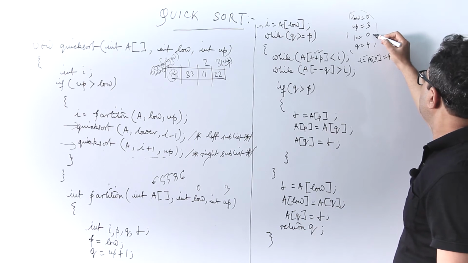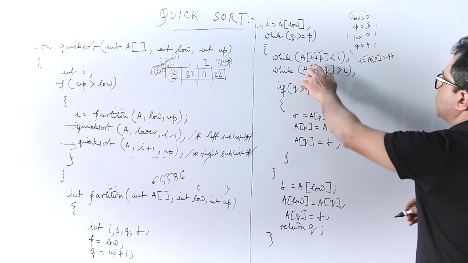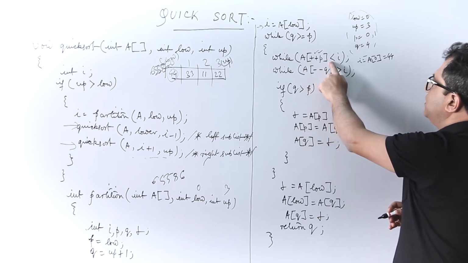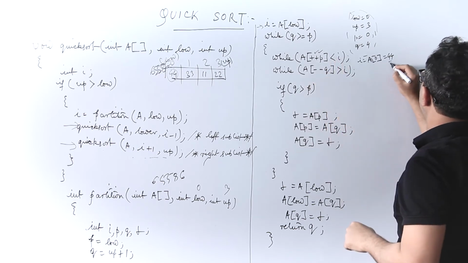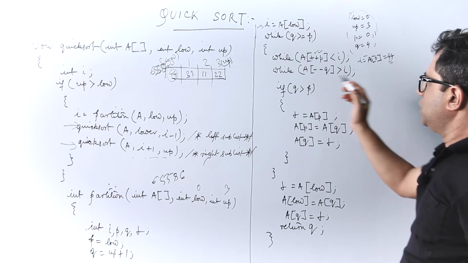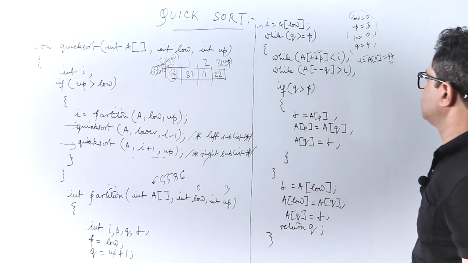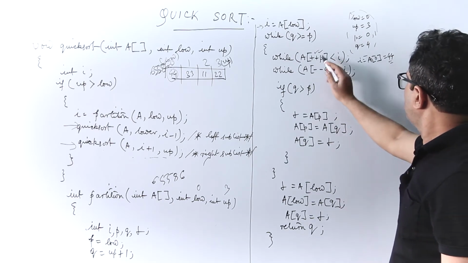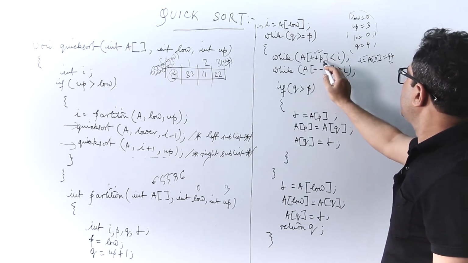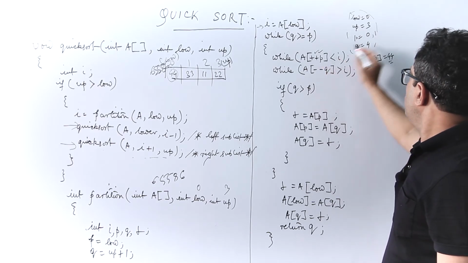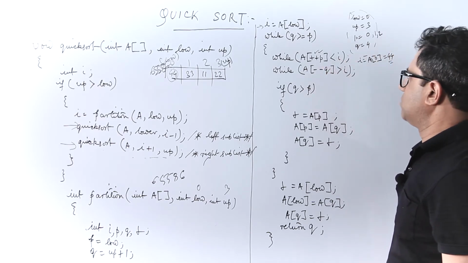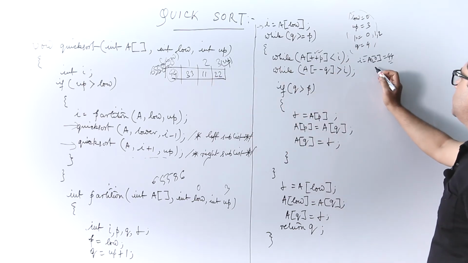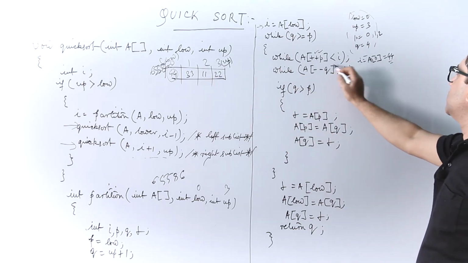Pre-increment of P gives you P is equal to 1. So now compare A[1] less than I. I is nothing but 44 and A[1] is 33. So 33 is definitely less than 44. So the condition holds, and we again pre-increment P to 2, and we see A[2] is 11, and A[2] is 11 means A[2] is less than 44.